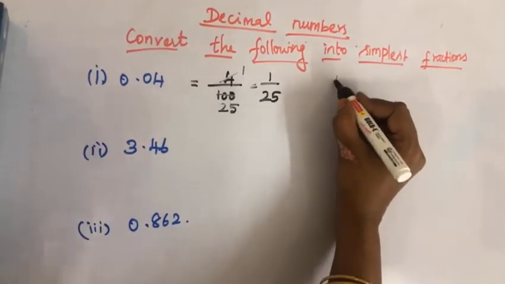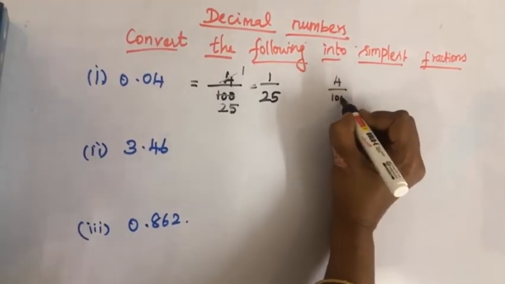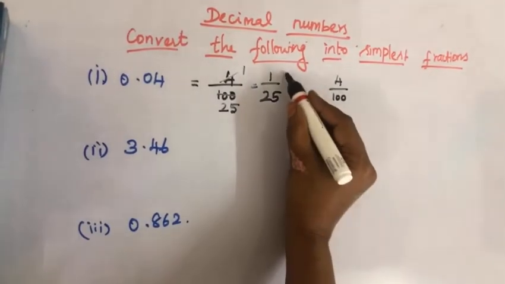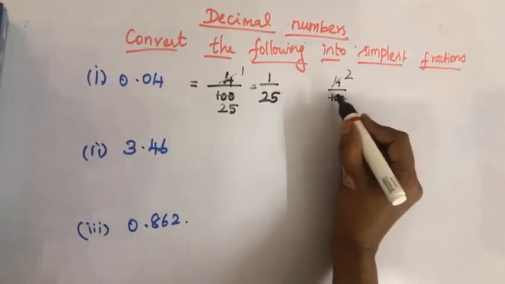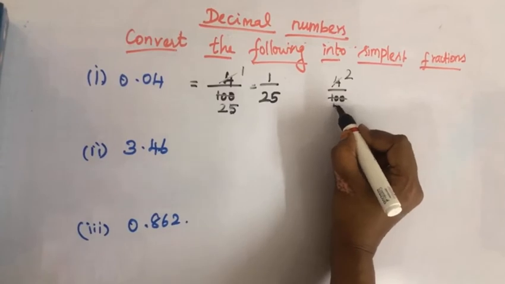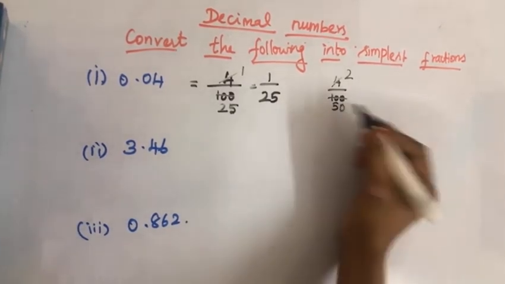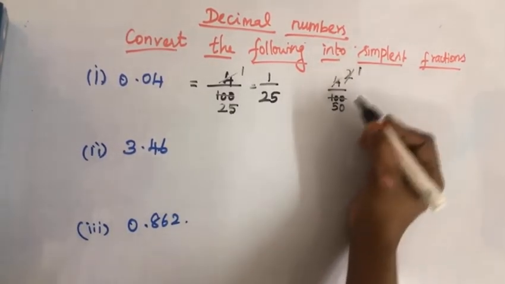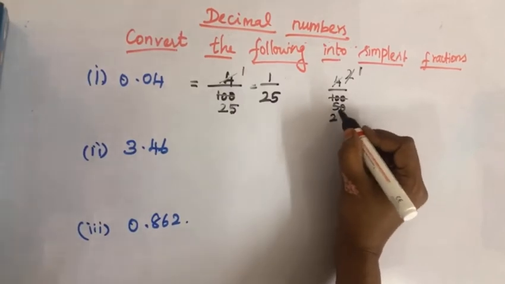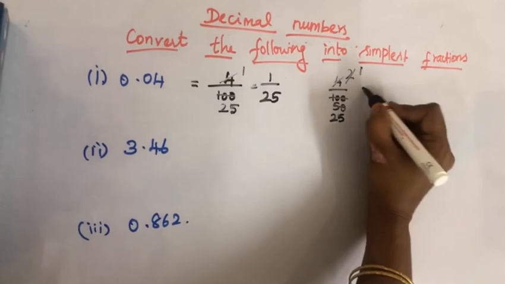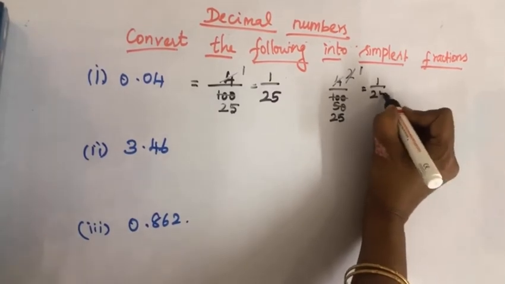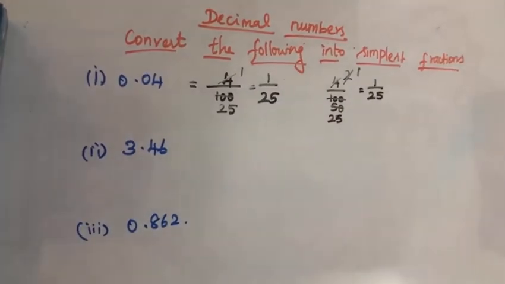Or else you can do it like this also, 4 divided by 100. First with the 2 table you can cancel, 2 2s are 4. In the denominator, 2 5s are 10, and 0. Now again 1 2 is 2, 2 2s are 4, remaining 1, and it is 10, 5 2s are 10. So if you cancel like that also you will get 1 by 25.